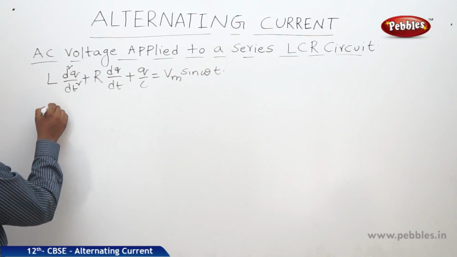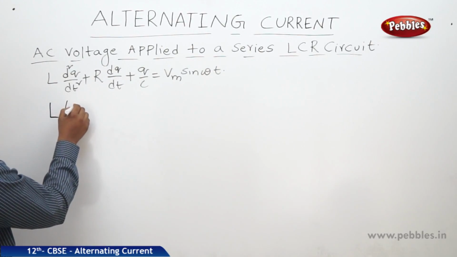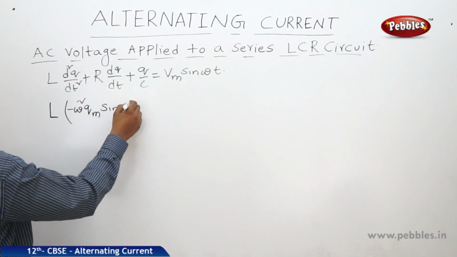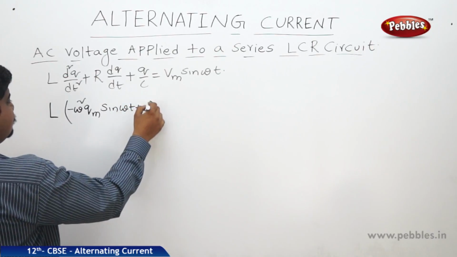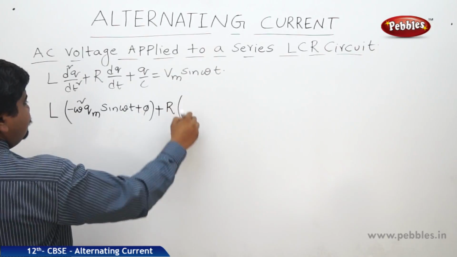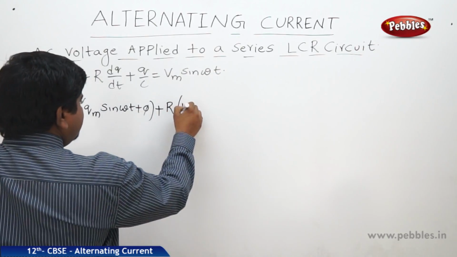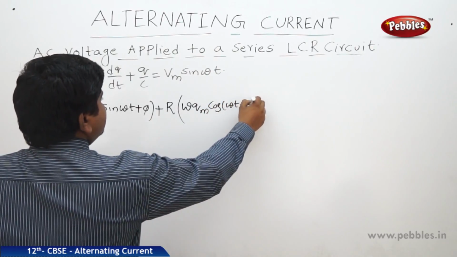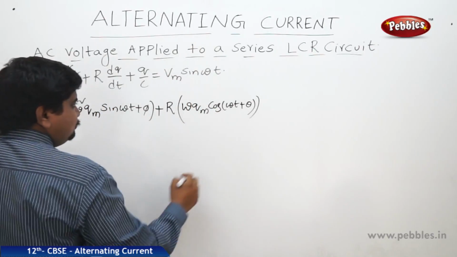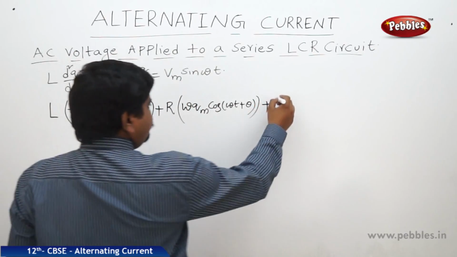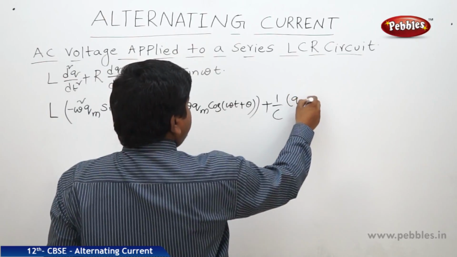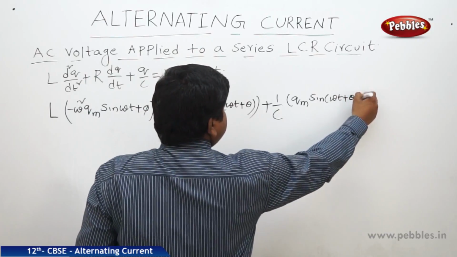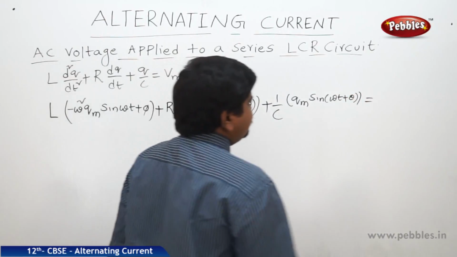Therefore, this is L into (d²q/dt² is replaced by) minus omega square qm into sin(omega t plus theta), plus R into dq/dt, which is omega qm into cos(omega t plus theta), plus q by C, which is 1 by C into qm sin(omega t plus theta). This is equal to Vm sin omega t.